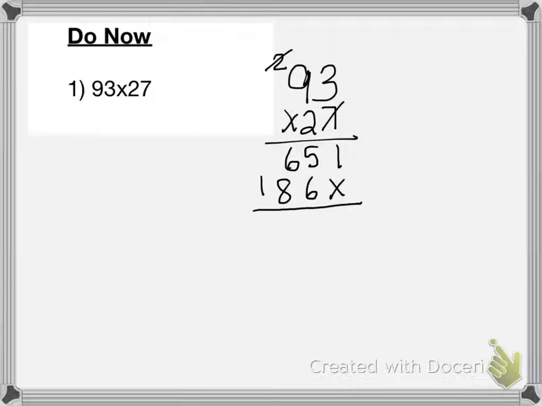And then from there, we're going to add our 2 rows. 1 plus 6 is 7, plus 8 is 15. Carry the 1, and then that's 2. So our product is 2,511.